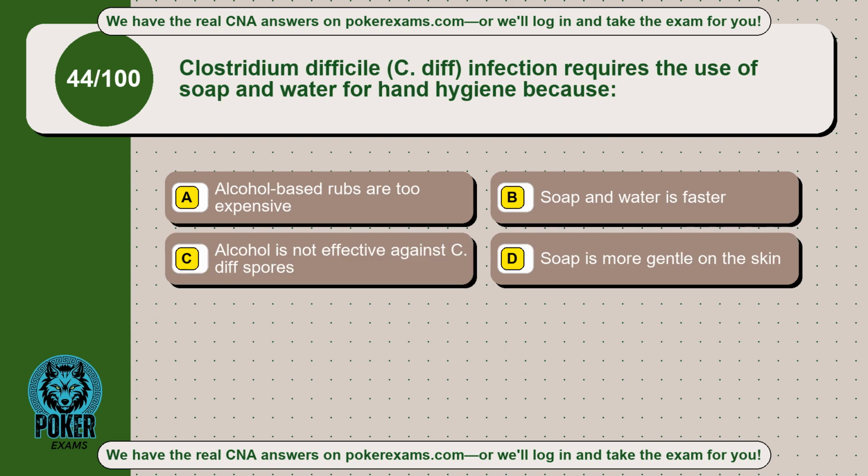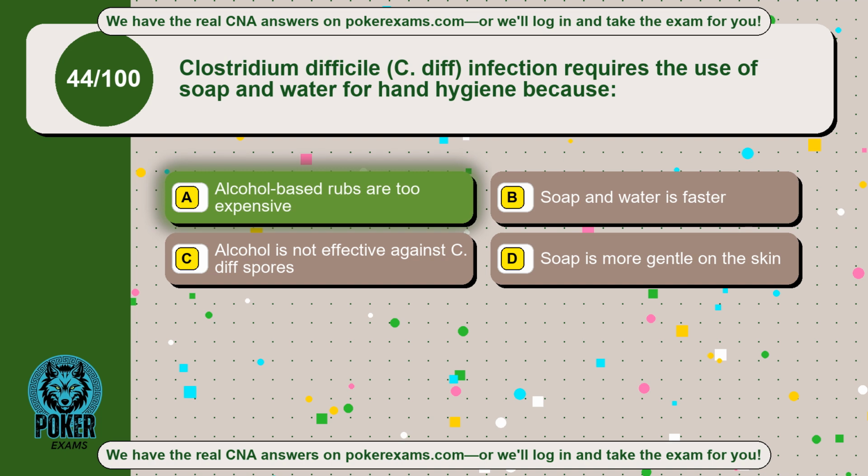Question 44. Clostridium difficile, C. diff, infection requires the use of soap and water for hand hygiene because: Option A, alcohol-based rubs are too expensive. Option B, soap and water is faster. Option C, alcohol is not effective against C. diff spores. Option D, soap is more gentle on the skin.